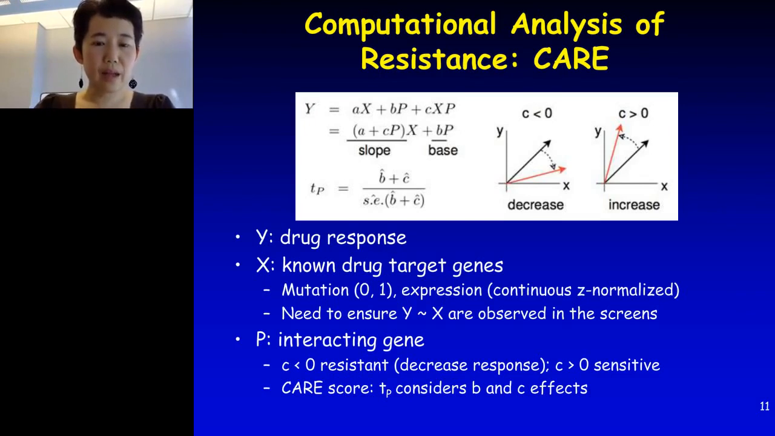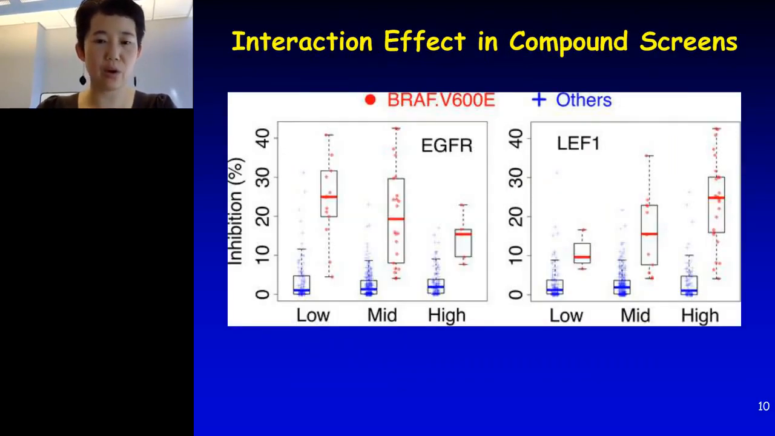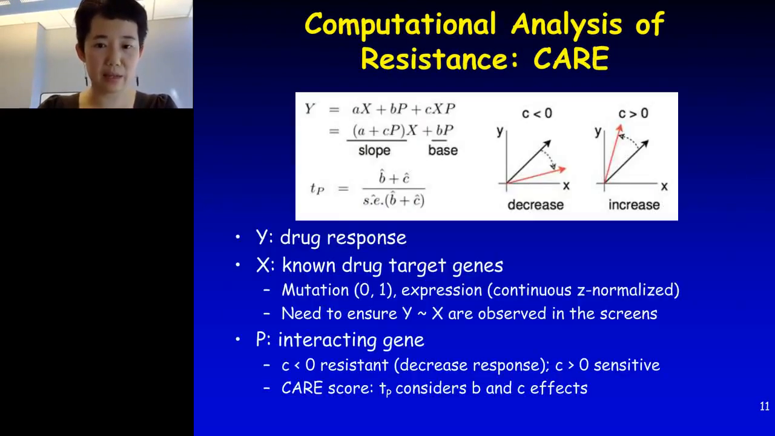And so among all the cancer compound screens, we need to select those specific screens where we do see, as the previous slide shows, in this case, the BRAF mutation needs to at least separate the cell line response to the particular drug. And if we don't even see this, we can't use this model. And so on those drugs where we do see the drug target gene status is separating the sensitive versus the not so sensitive cell lines, then we can look at the CARE model.